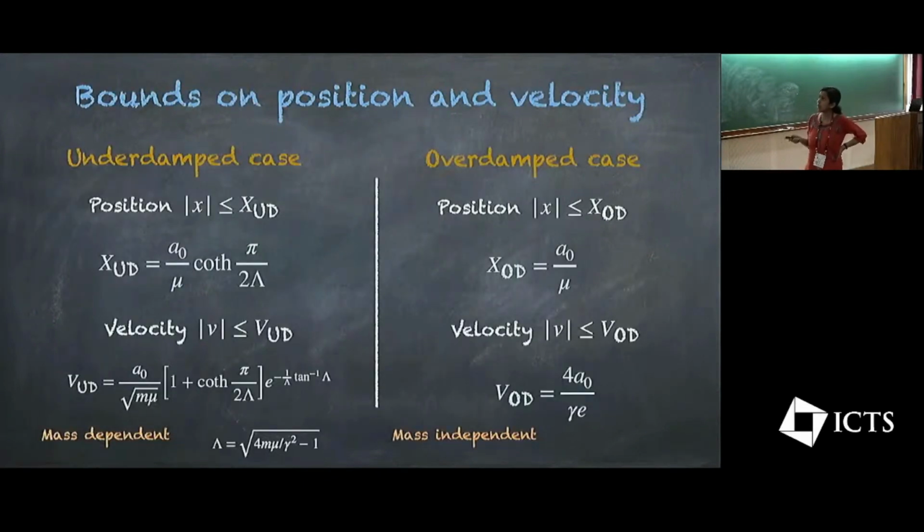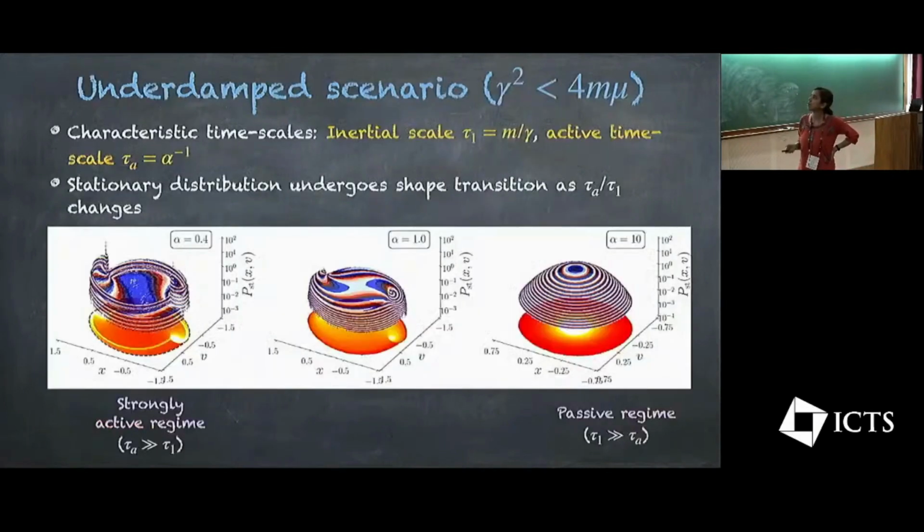In both cases, the position and velocity have a finite support in the phase plane. For the overdamped case, the bound for position remains the same as in the usual massless particle, whereas velocity, which exists as soon as we have a finite mass, has a bound which is also mass independent. But once we move to the underdamped scenario, the bounds change and they start depending on the mass. These are some exact expressions. You don't need to remember the expressions, only that they depend on the mass.